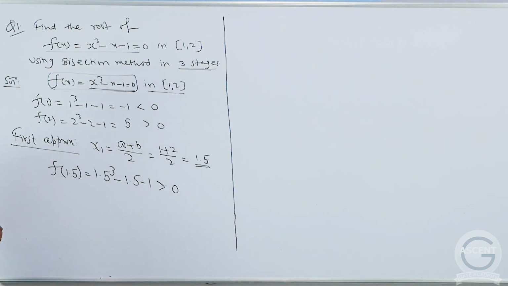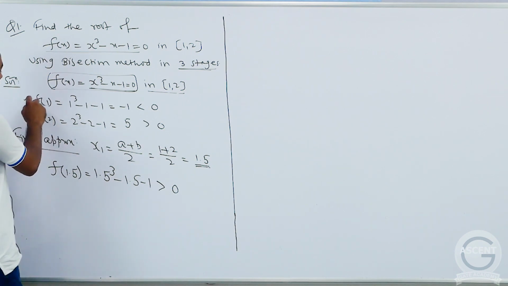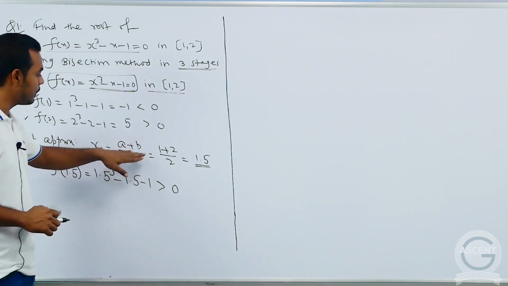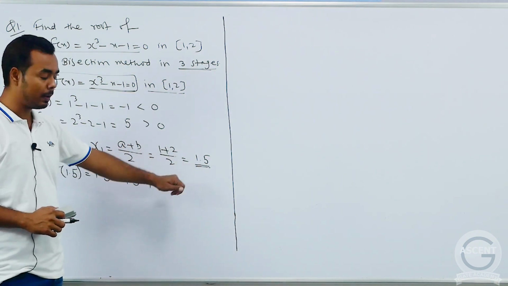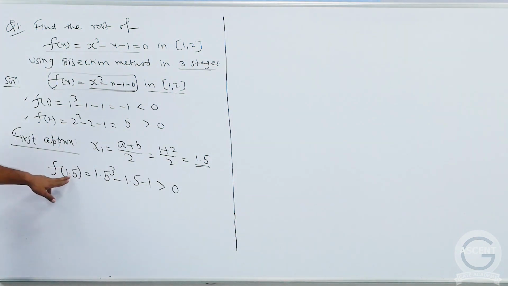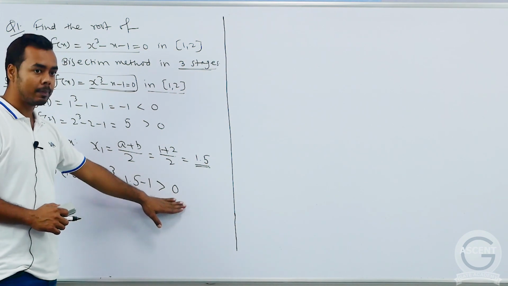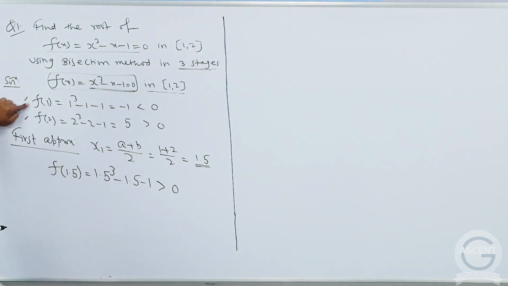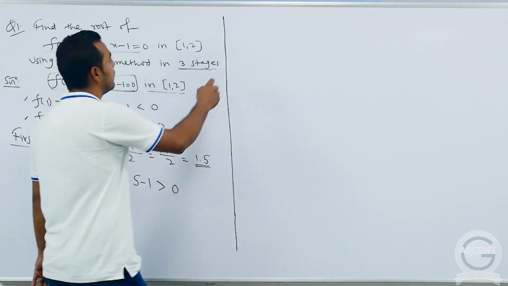Earlier, for the first approximation, we found that f of 1 was negative and f of 2 was positive. So this means the root was between 1 and 2. The first approximation was simply (1 plus 2) by 2, 1.5. Now for the next approximation we calculated f of 1.5 and it came out to be positive. Now if f of 1.5 is positive and f of 1 is negative, this means the root will be between 1 and 1.5.